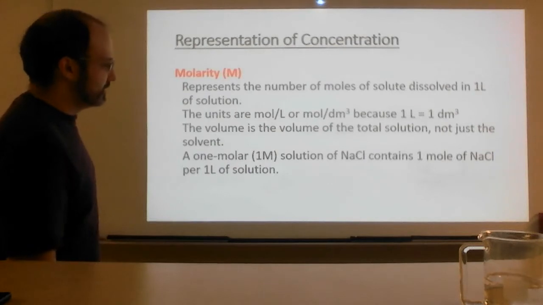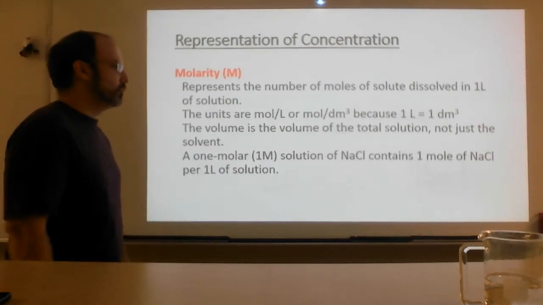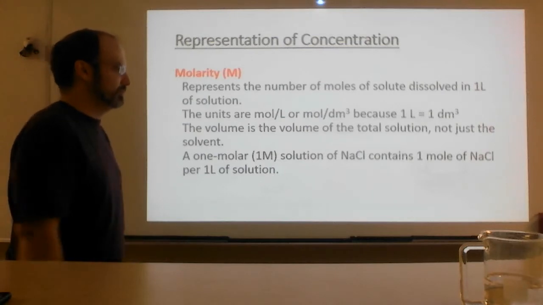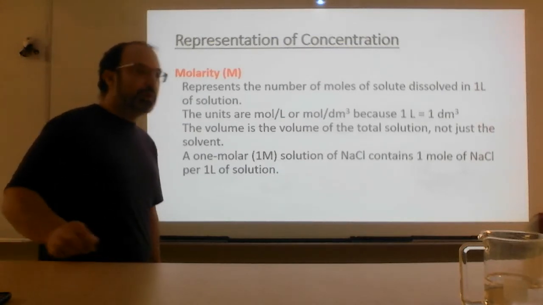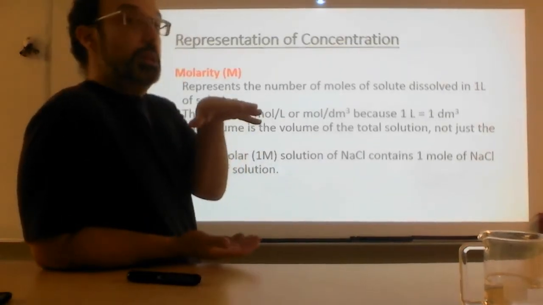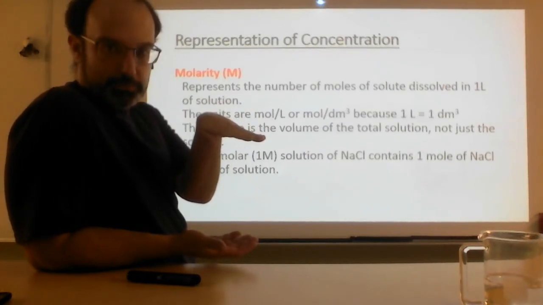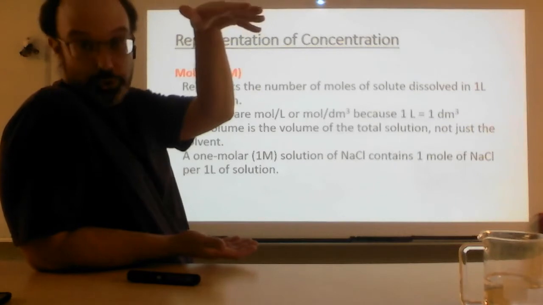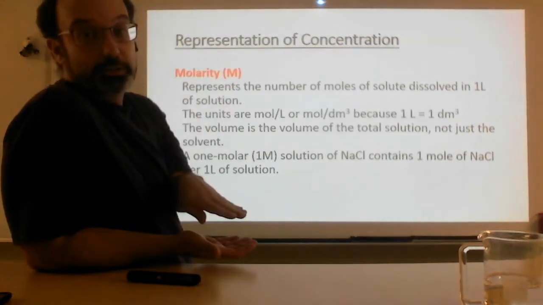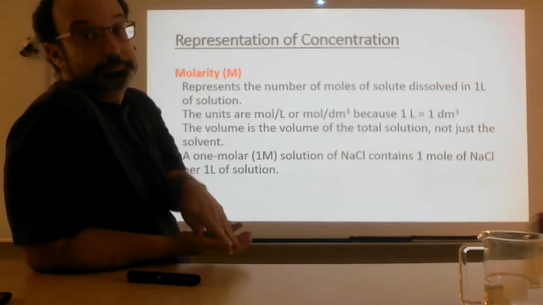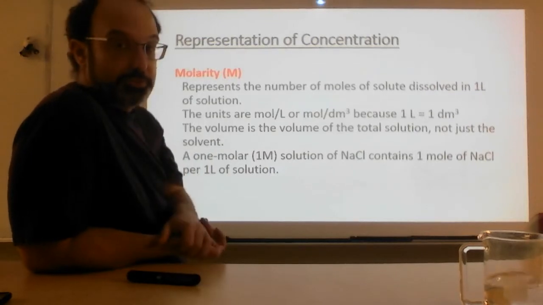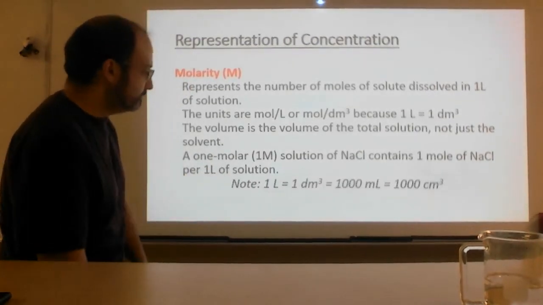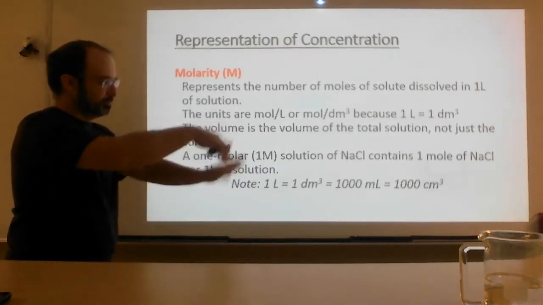A 1 molar solution of NaCl contains 1 mole of NaCl per 1 liter of solution. So if I had 1 liter of a 1 molar solution, I'd have 1 mole. If I had 2 liters, I'd have 2 moles. If I had half a liter, I'd have half a mole. Seems pretty straightforward so far. Yeah, there's a bunch of comparison numbers.